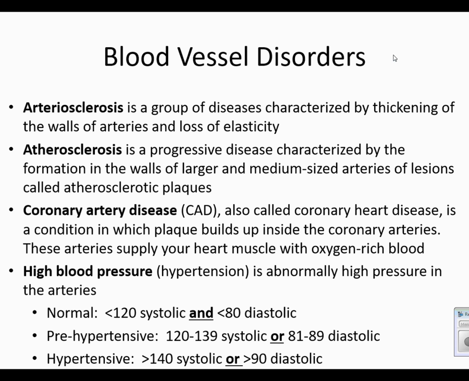If you get those plaques within your coronary arteries, you are going to have coronary artery disease or heart disease, sometimes it's called. This is very dangerous because it's a precursor to heart attack or myocardial infarction. And then hypertension, which is the fancy way to describe high blood pressure, abnormally high pressure in our arteries. Okay. And there are three major categories to which you can be classified: normal, pre, and hypertensive. Okay, based on your numbers, you can see I bolded and underlined the words and or.